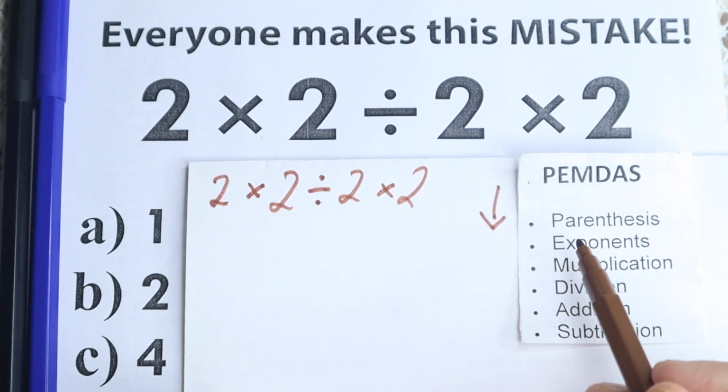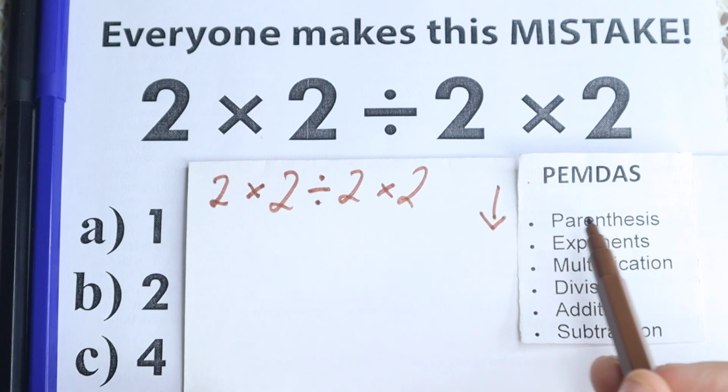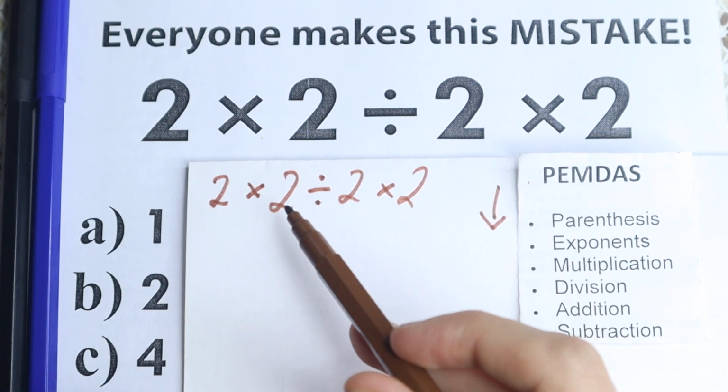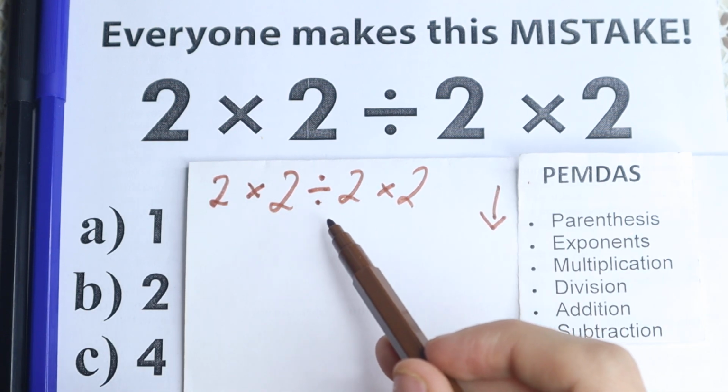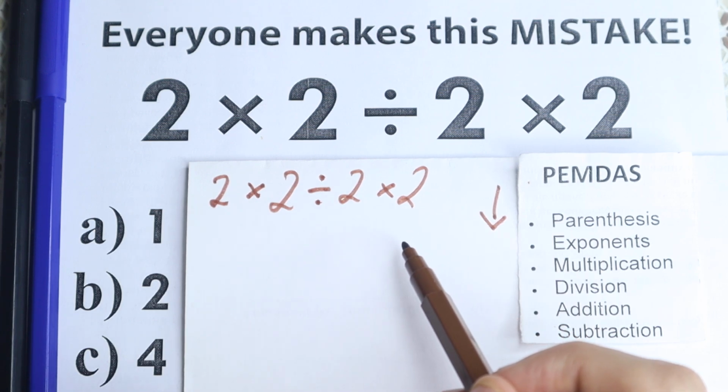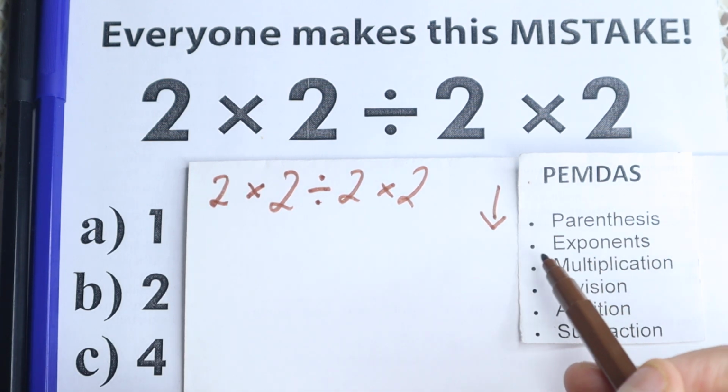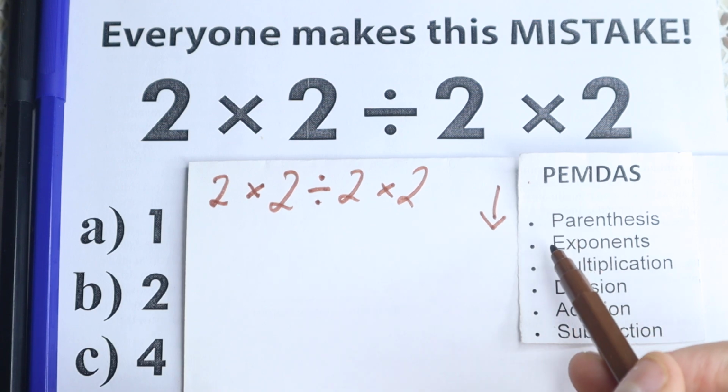The first step according to PEMDAS is parentheses. And now we need to scan: are there any parentheses right here? Let's look at it. No, we don't have any parentheses, so it's really great. We just skip this part. Because we don't have parentheses, we go to the next step.